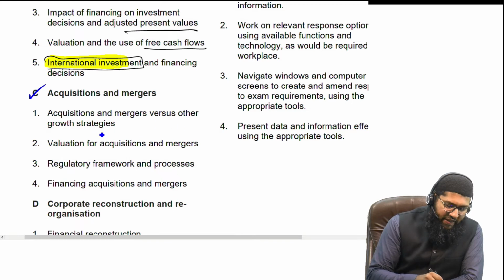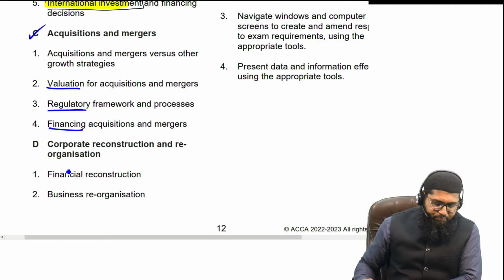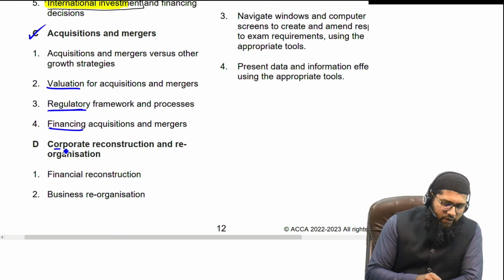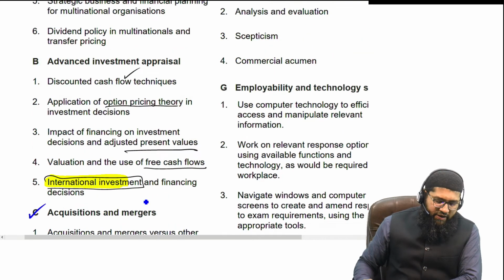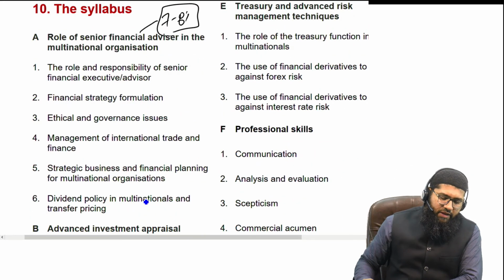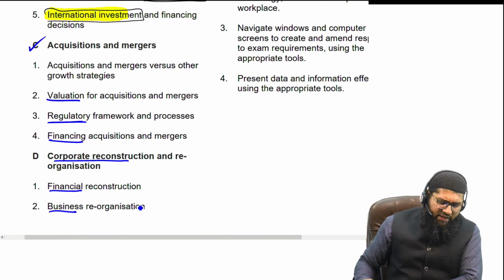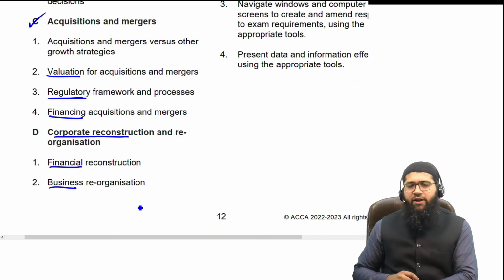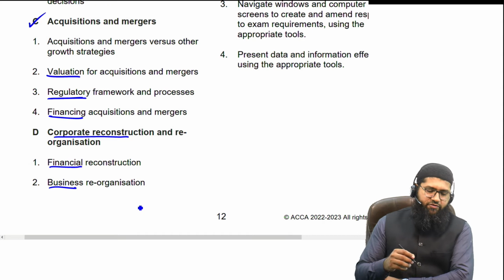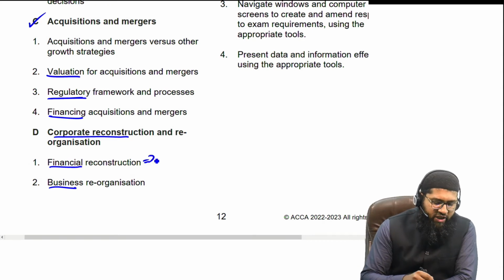So basically the valuation, the financing, and the regulatory environment. Then we talk about the corporate reconstruction and reorganization, which include three types of things: financial reconstruction, business reconstruction, and the organizational reconstruction also. Now let me just guide you a bit. What is financial reconstruction? It's actually changing the capital structure.